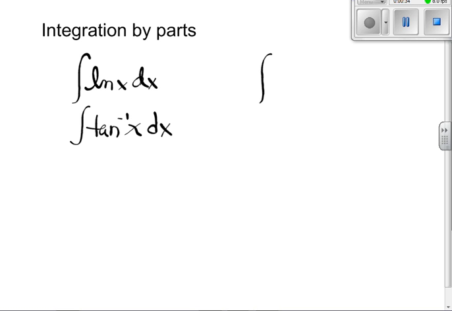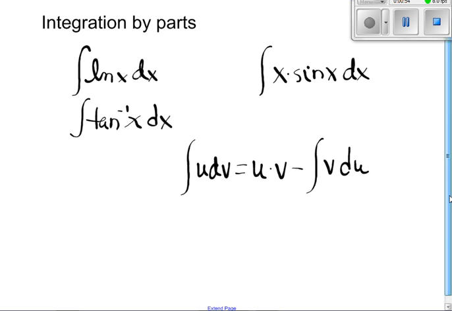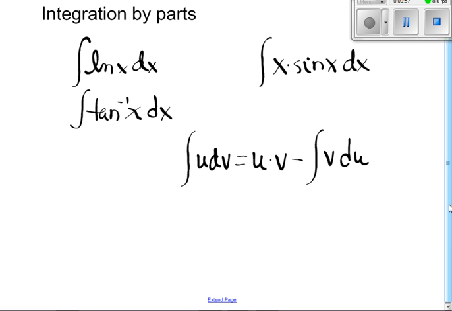Another one would be x times the sine of x. If you do a regular u substitution, it won't work for you. That's the problem. And it comes from the product rule. The integral of u dv is equal to u times v minus the integral of v du. Remember that? Because it's where it comes from. It's undoing the product rule.